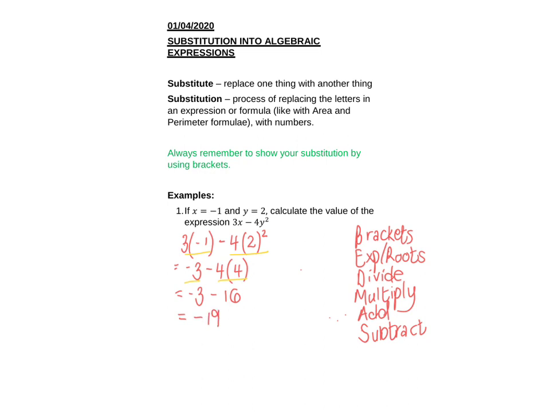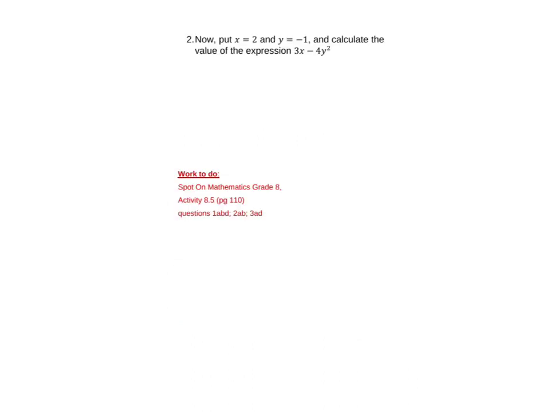Okay, so it's all about substituting and then correctly following BEDMAS in this. To the next example, which is our last example for today's lesson. It says put x equal to 2 and y equal to -1. And it's the same expression, 3x minus 4y squared.